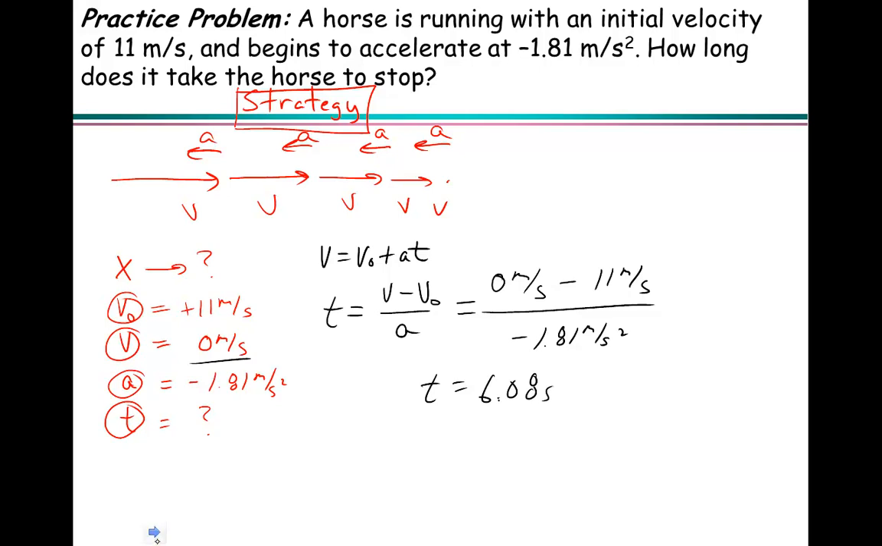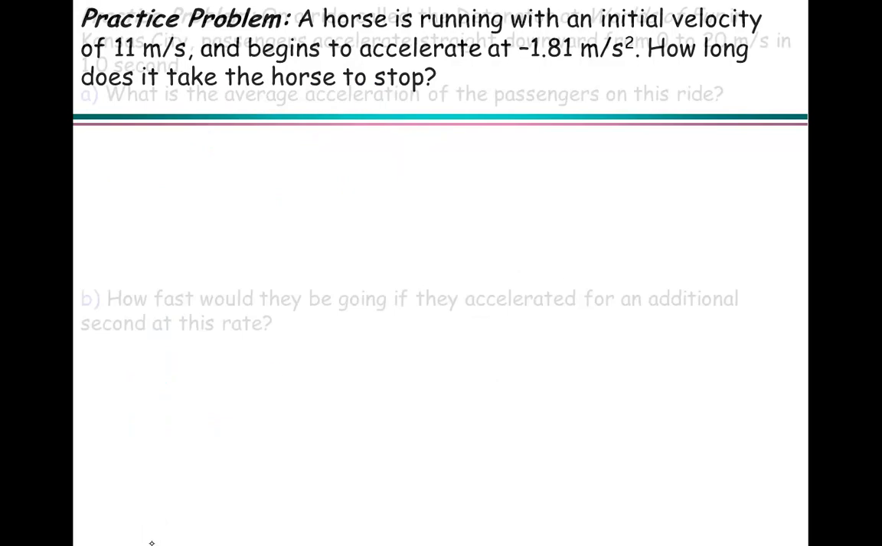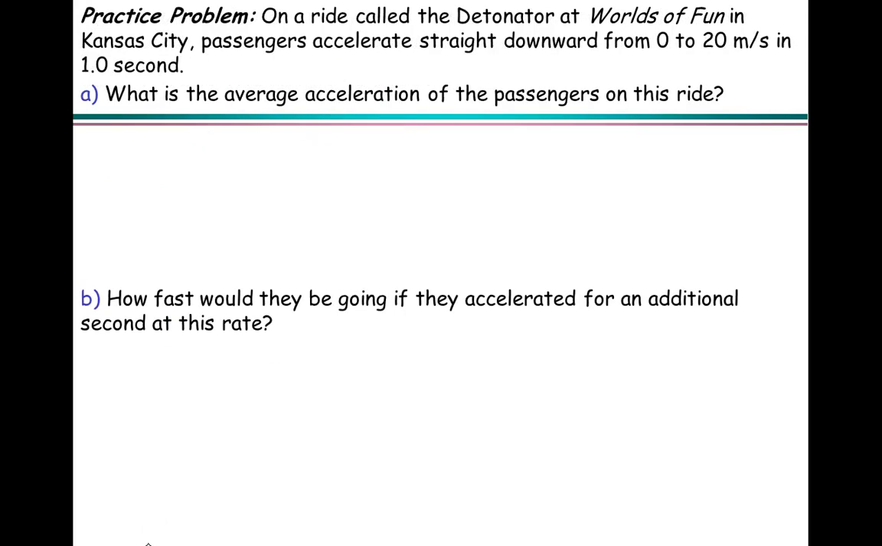Let's look at another example of how to use the strategy. In this example, it says on a ride called the Detonator at Worlds of Fun in Kansas City, passengers accelerate straight downward from 0 meters per second to 20 meters per second in 1 second. What is the average acceleration of the passengers on this ride? So what we do again is we want to start with a motion map. So here's my motion map.